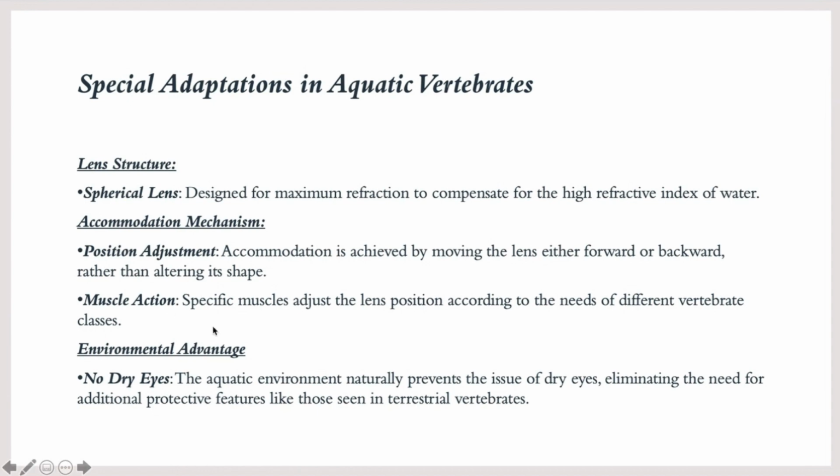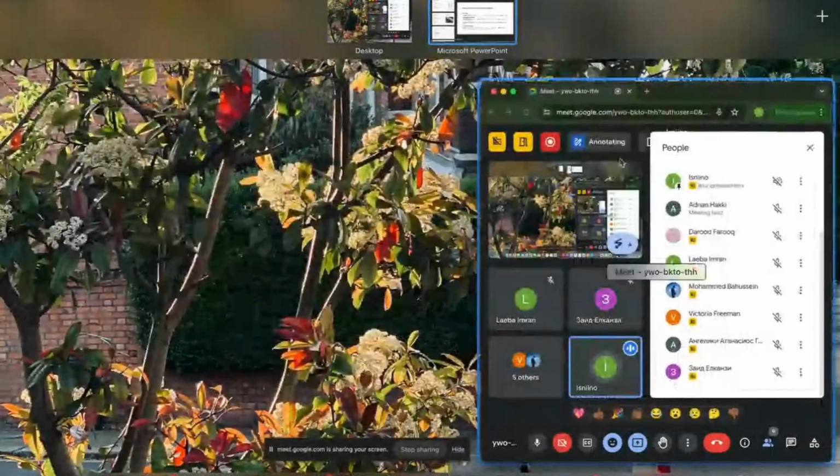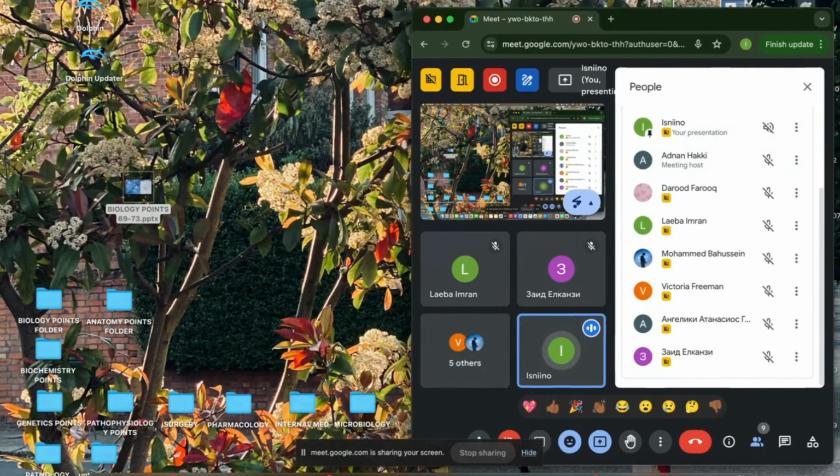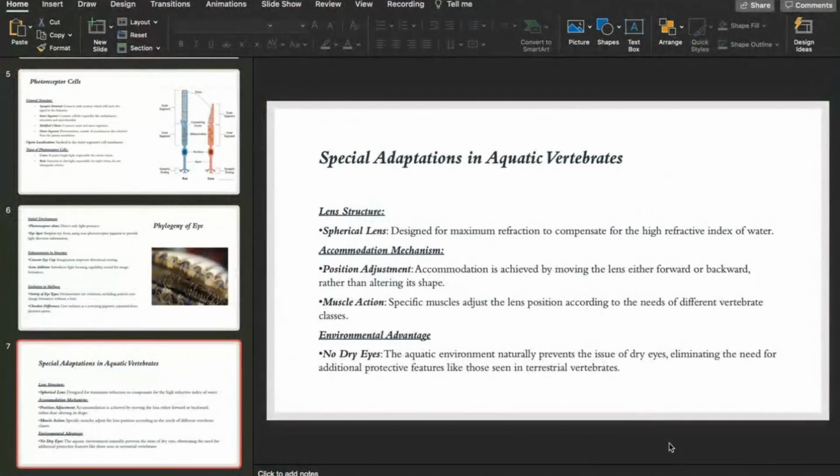And the environmental advantage is that aquatic vertebrates don't experience issues with dry eyes, of course, because they are in an aquatic environment. For this reason, they don't need protective features. These protective features are things, for example, such as lacrimation. Does anybody know what lacrimation is? Right? Crying, exactly. So basically, aquatic vertebrates don't need to produce tears.